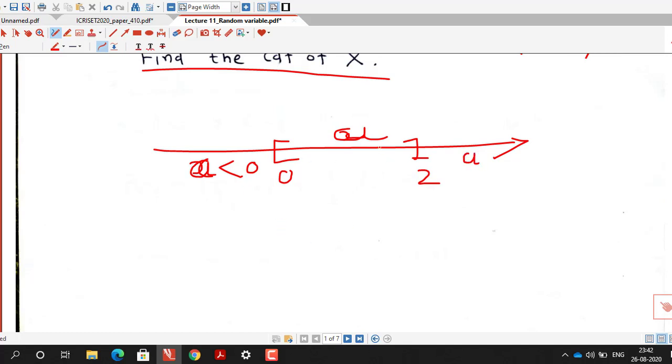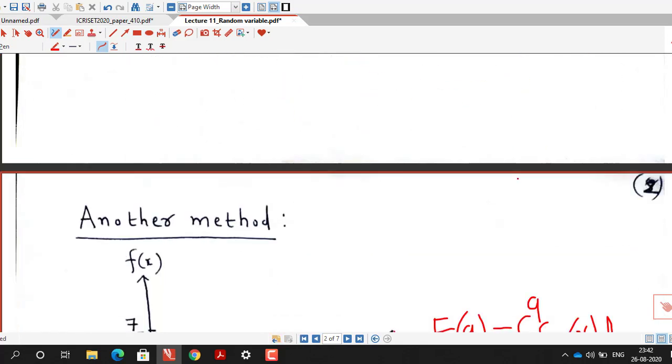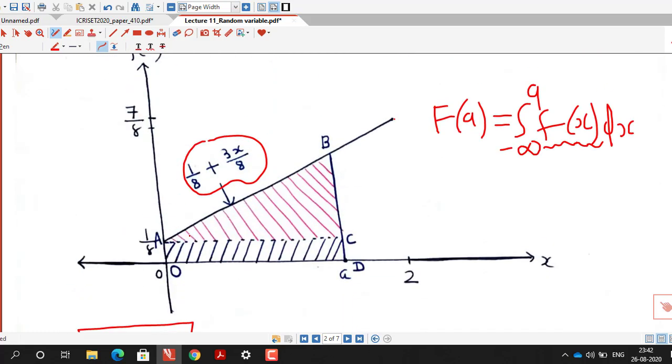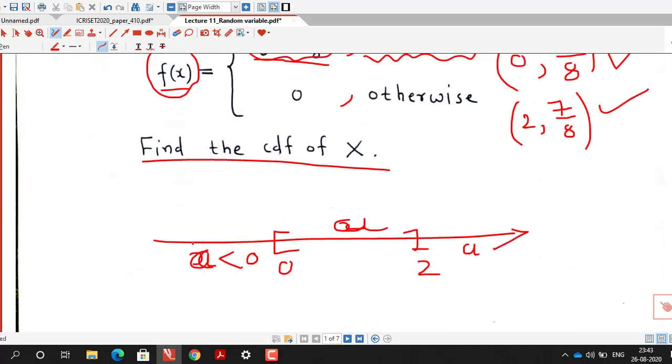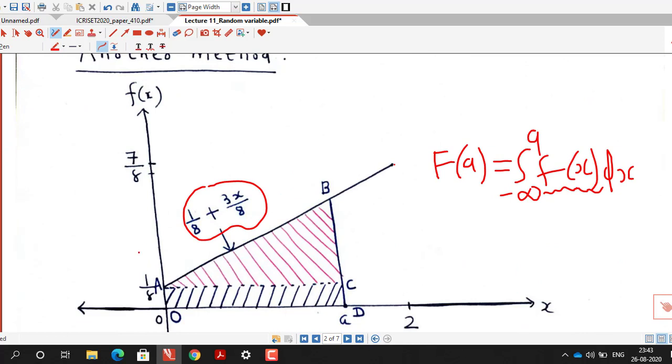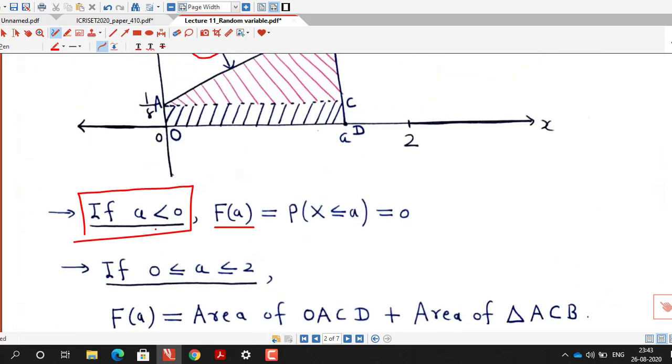So if a is negative, if a is in between 0 and 2, and if a is greater than 2. So we consider three cases one by one. Suppose a is negative. Then we are to the left side of 0, and if x is negative, then the value of PDF is 0. So if a is negative, we can directly write F of a equal to 0.